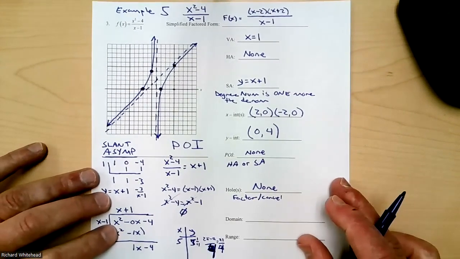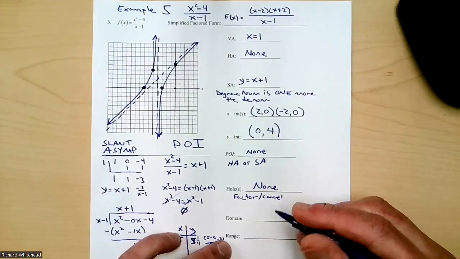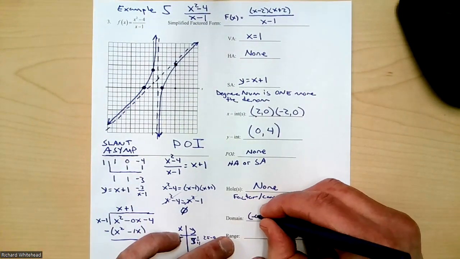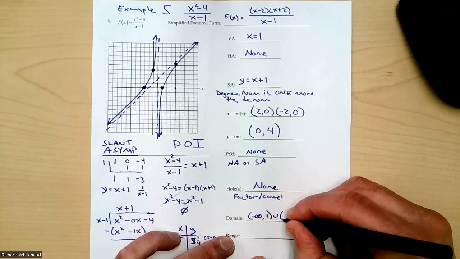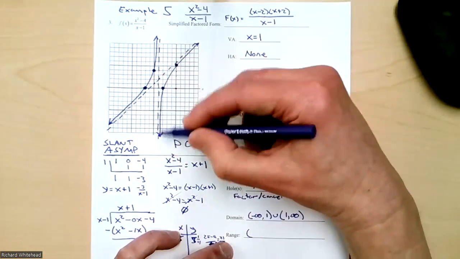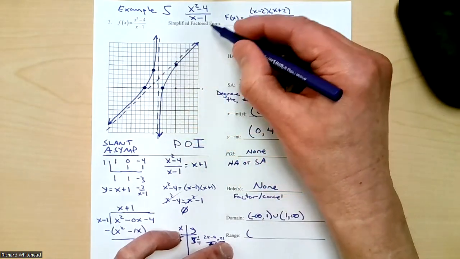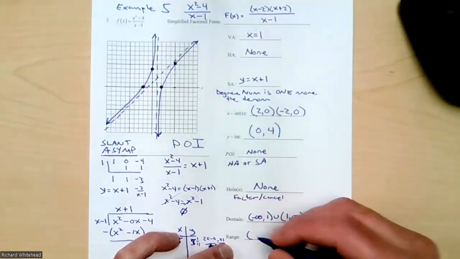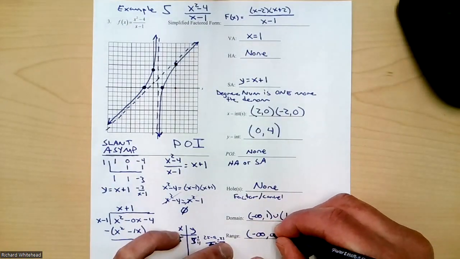Now, this would be a fair problem to ask you the domain and range on. For the domain, we only have to exclude the vertical asymptote. For the range, look at this. It goes down here all the way up to infinity on both sides. So the range is just all real numbers.